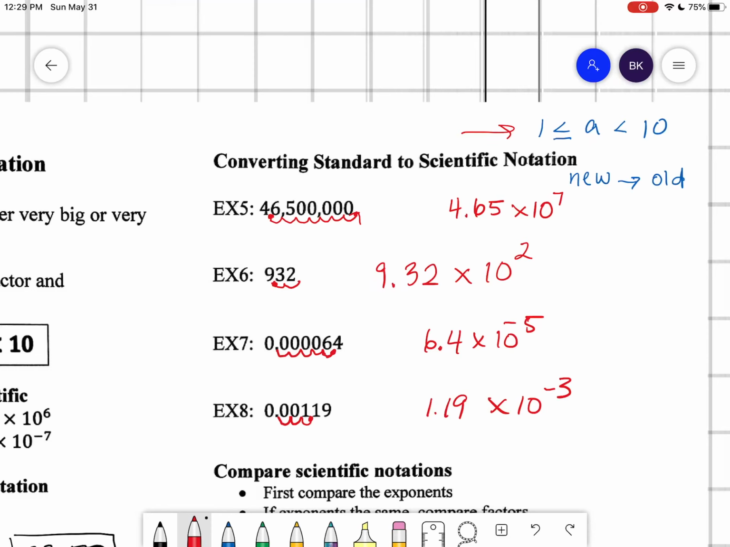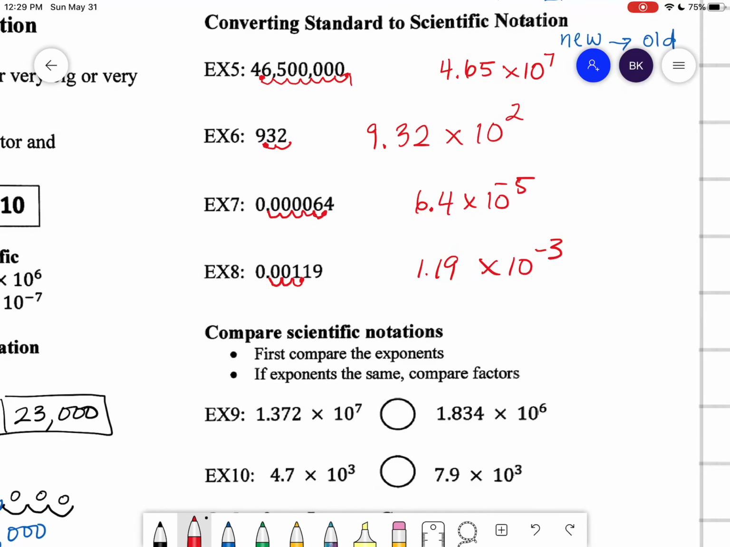Now let's take a look at how we compare scientific notations. Ladies and gentlemen, you compare the exponents of a base 10, right? So base 10, we're going to compare the exponents, but what do I do if the exponents are the same? Well, you simply compare the factors then. So if the exponents are the same, then you compare its factors.